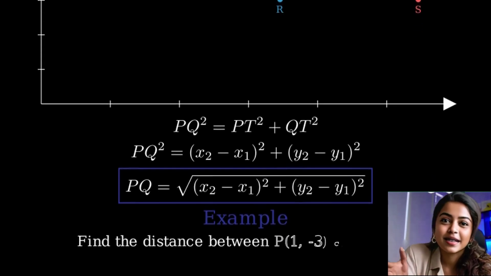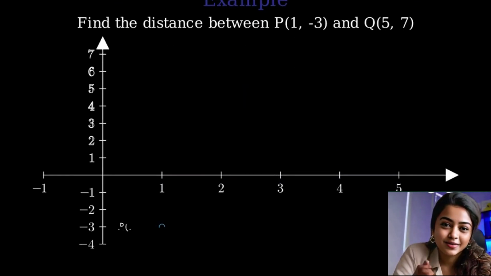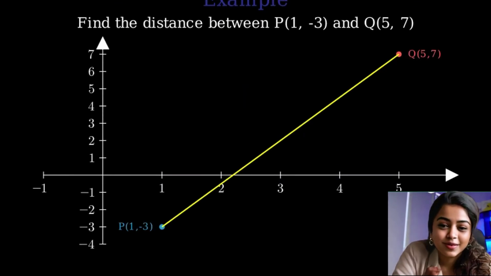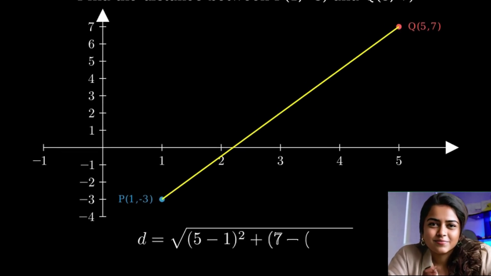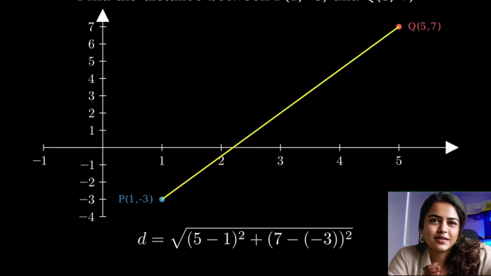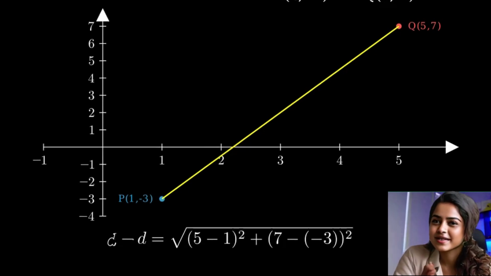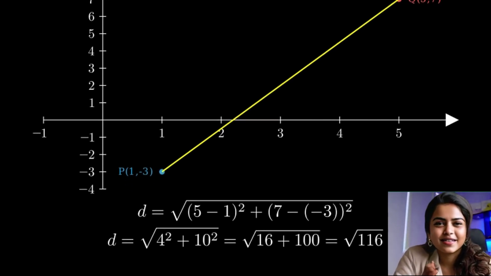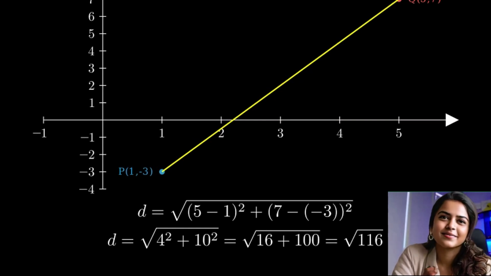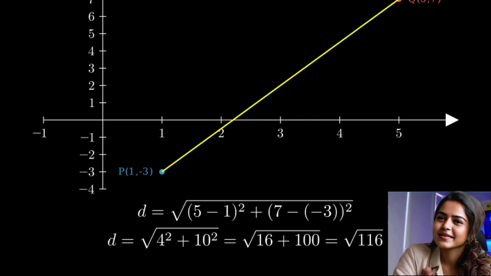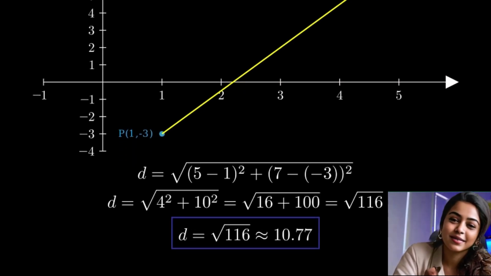Find the distance between points P(1, -3) and Q(5, 7). Substituting into our formula, we get distance equals square root of (5 - 1) squared plus (7 - (-3)) squared. This simplifies to square root of 4 squared plus 10 squared, which is square root of 16 plus 100, which is square root of 116. Taking the square root, we get approximately 10.77.